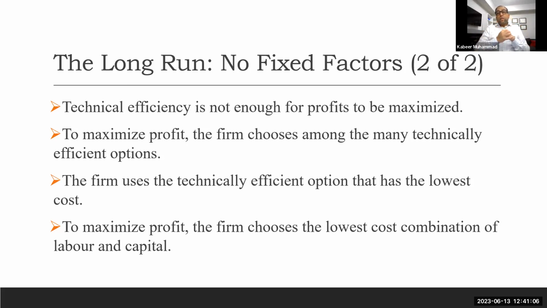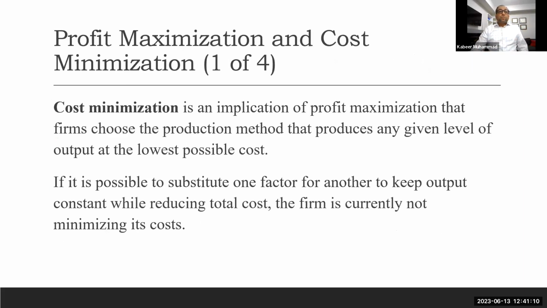That's the way that we can find the profit maximization combination. So cost minimization is an implication of profit maximization. I just explained to you how we can maximize the profit. One is to increase the revenue, and the other one is cost minimization. So what we are assuming here also is that these factors of production like labor and capital are substitutable.